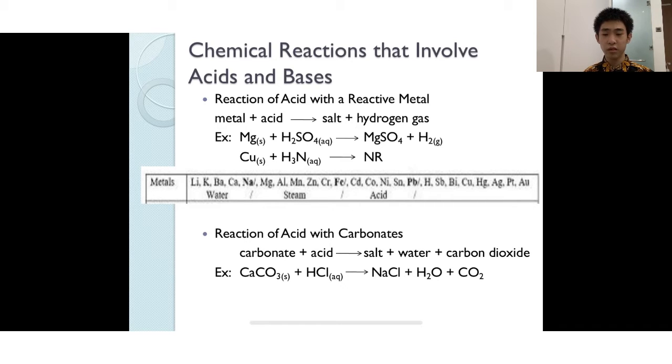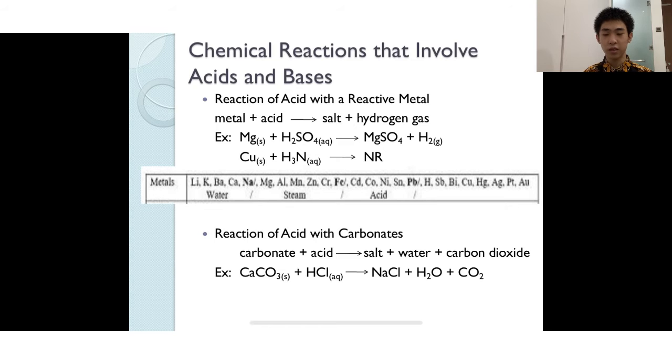The example is magnesium plus sulfuric acid produces magnesium sulfate plus hydrogen gas. And the next example is copper plus hydronitric acid will have no reaction. This is because copper is not reactive and it doesn't replace hydrogen from an acid. We can know this by looking at the table of reactivity series.